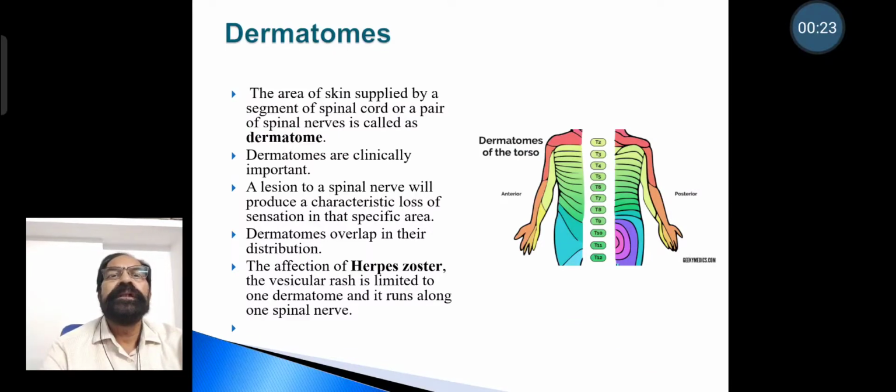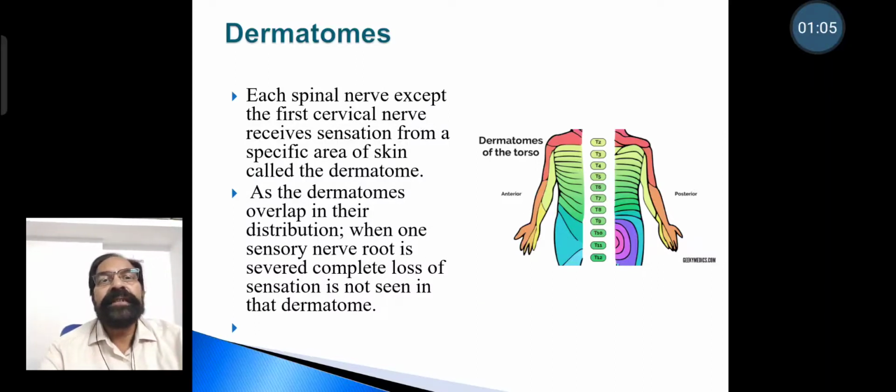Dermatomes. The area of skin supplied by a segment of spinal cord or a pair of spinal nerves is called a dermatome. Dermatomes are clinically important. A lesion to a spinal nerve will produce a characteristic loss of sensation in that specific area. Dermatomes overlap in their distribution. For example, herpes zoster, which includes a vesicular rash, is limited to one dermatome and runs along one spinal nerve.